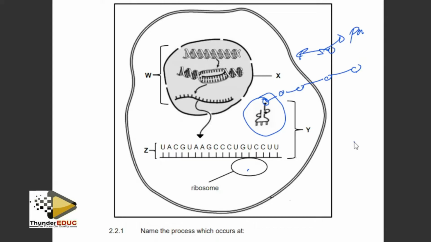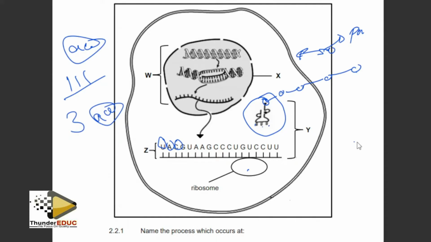Now, a question can come: how many bases code for an amino acid? Remember, an amino acid always has 3 bases, 1, 2, 3. But if they say there are 3 amino acids, how many bases are there? It's going to be 3 times 3, which gives you 9.